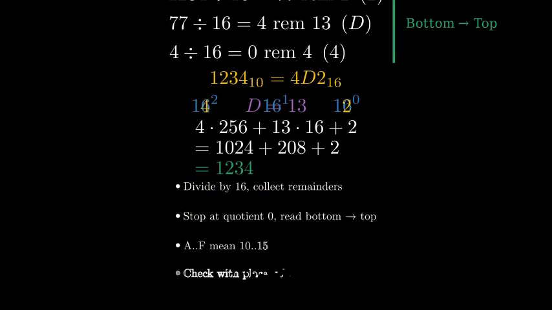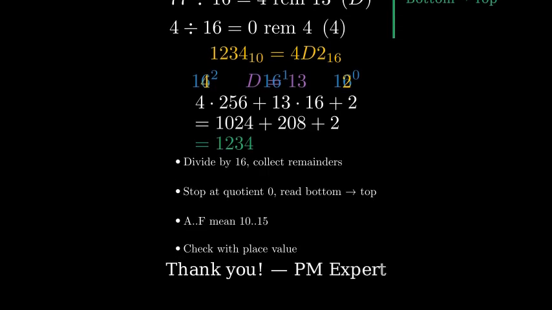Recap. Use repeated division by 16 and collect remainders upward. Remember letters A through F stand for 10 to 15. Practice with a few numbers and always check your result using place value if needed.